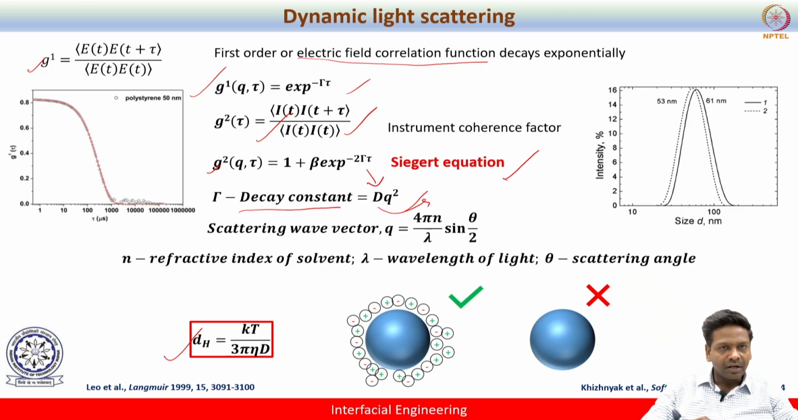Why we call it a hydrodynamic diameter is because the size that we measure is not just the particle size, it is also the associated ions that move along with the particle. For example, the electrical double layer: the Stern layer, shear layer and diffuse layer, whatever layer is associated with the particle and moves along with it, is also measured in this technique. That's why the size measured is always greater than the size we measure using electron microscopy.